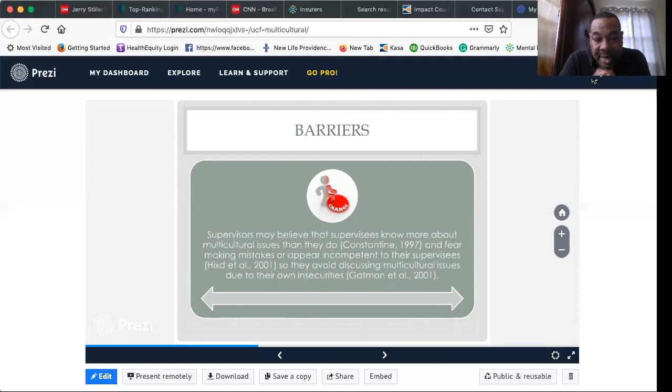So some of the barriers that are said here. Barriers: the supervisors may believe that the supervisees know more about multicultural issues than they do. So that's a barrier there. And if that's true, it's like anything else. You have to be humble enough, vulnerable enough to live in that space, right? That space of they may know more than me about multicultural issues. So I need to be the learner in this situation, give up some authority and power and privilege, and really start sitting back and saying, okay, my client can teach me a little something. My supervisee can teach me a little something.